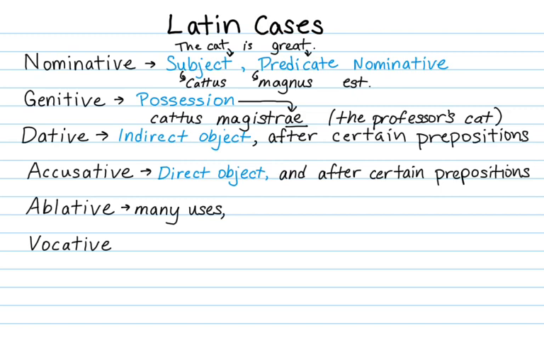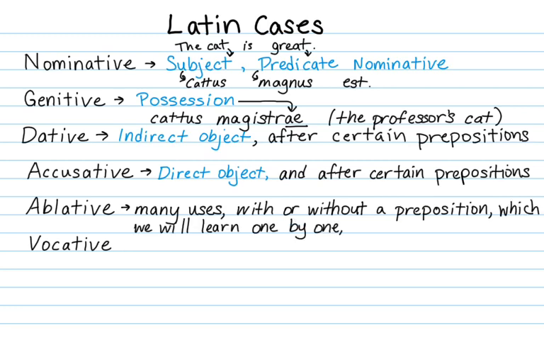The ablative has many uses. Some of them have a preposition, some of them do not have a preposition. We will learn them one by one in later chapters. Examples include the ablative of means, the ablative of manner, and the ablative of agent.